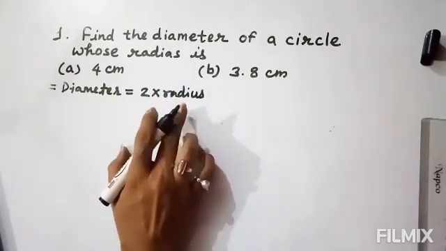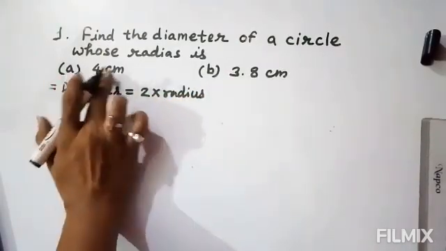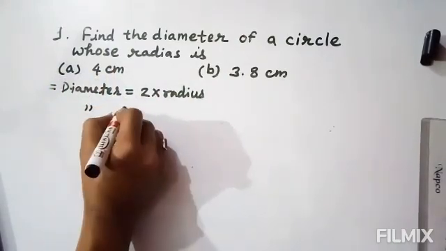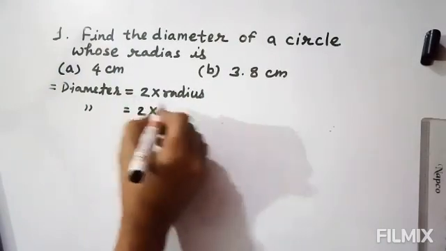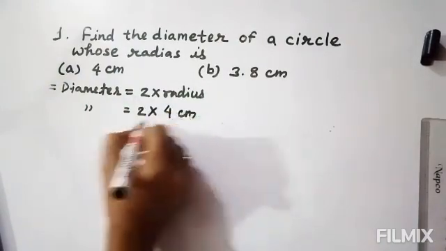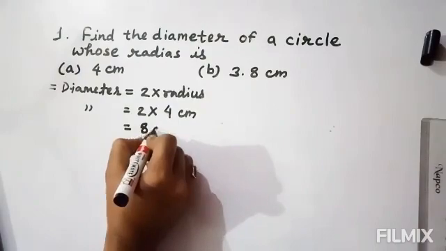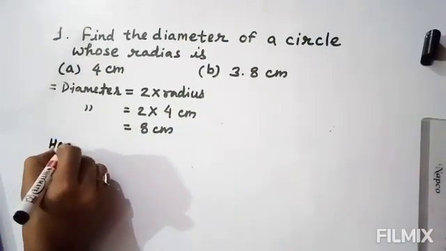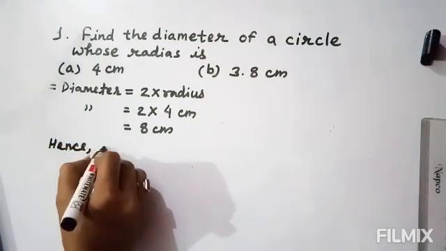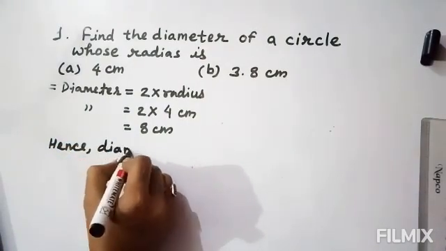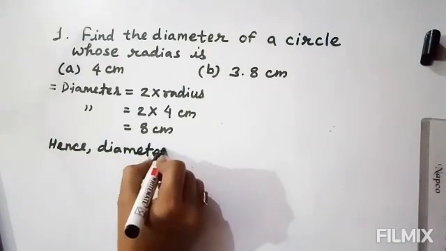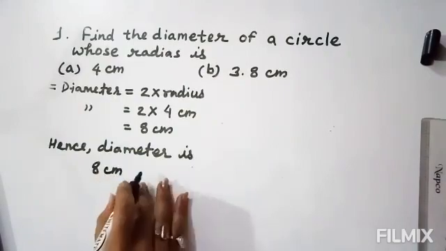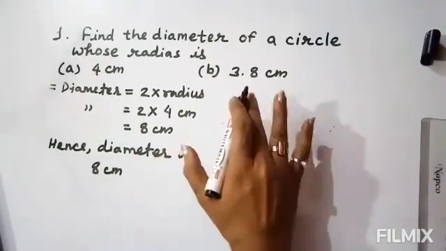As we already have the value of radius in the question, 4 cm, put the value. Diameter is equal to 2 into radius, which is 4 cm. 4 2s are 8. So that will be 8 cm. Hence, you have understood that the diameter of the circle is 8 cm. Understand? Now let's solve another question.